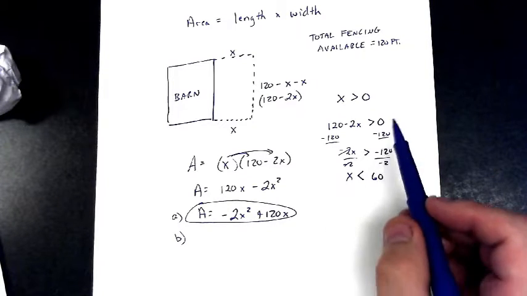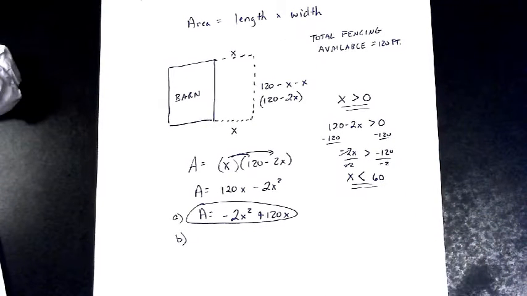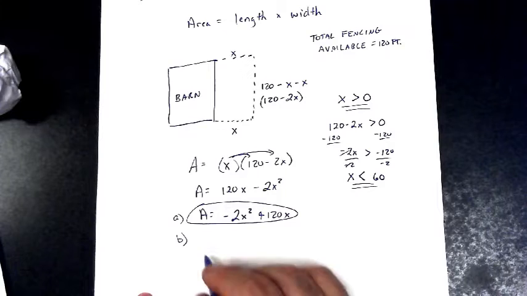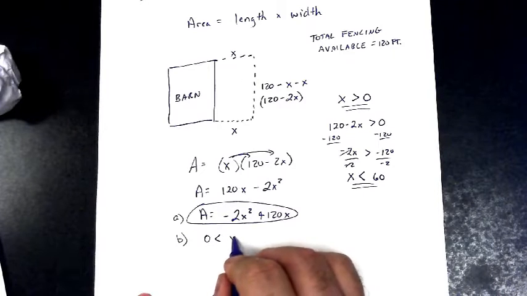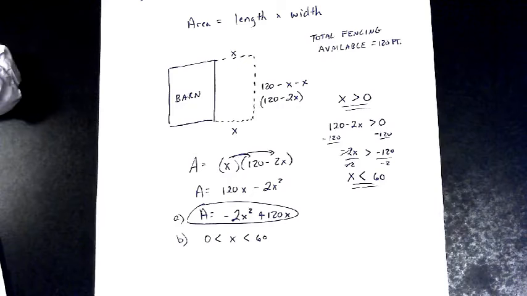So we now have two restrictions on x. x has to be greater than 0 and x has to be less than 60. And there is no equal to in any of that. It cannot equal 0 and it cannot equal 60.